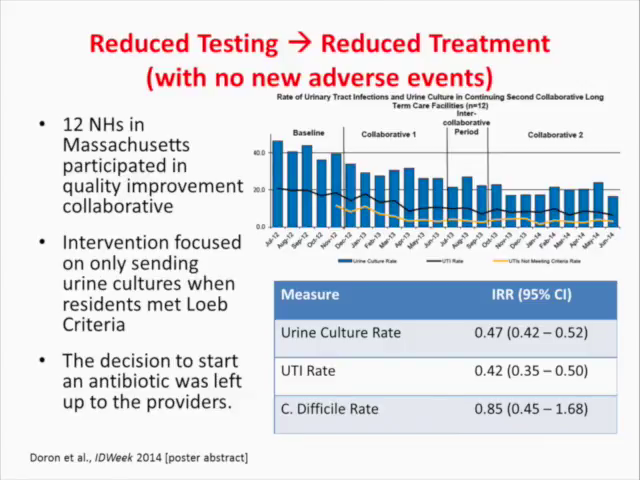And what they saw over time as they rolled out this intervention focused on reducing urine testing, their urine culture rate dropped by over 50%, and as a result, their UTI rate dropped by nearly 60%. And while the results were not statistically significant, rates of C. difficile in this facility dropped by 15%.